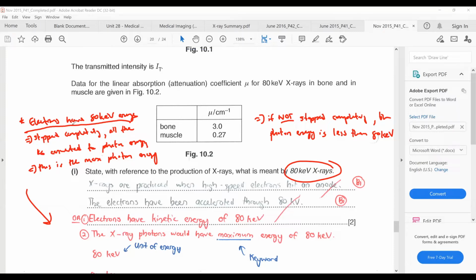Okay. Electrons at 80 keV, when the electrons are stopped completely, all the KE is converted to photon energy. This is the max photon energy. If they're not stopped completely, the photon energy will be less than 80 keV. Okay, so this is what it actually kind of means. Your electrons at kinetic energy of 80 keV, X-ray photons will have maximum energy of 80 keV. All right. So that part is okay.